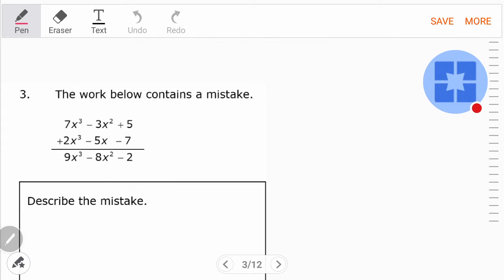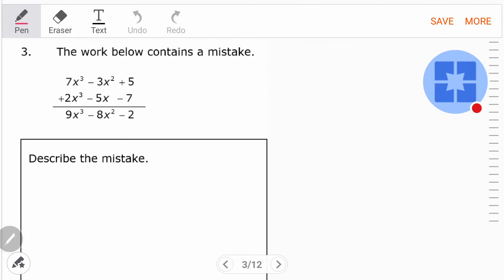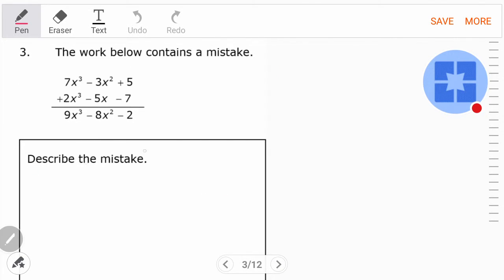All right, let's take a look at number 3. Okay, we have a mistake here. It says describe the mistake. All right, so let's see, these are like terms, so I can combine them. 7 plus 2 is 9, that checks out. Those stay the same. -3, whoa, let's see, that's an x squared and that's an x. So I should not get -8. So the mistake was they combined like terms when they should not have.